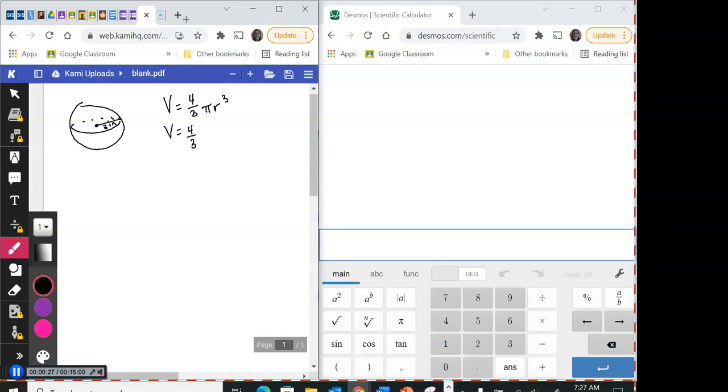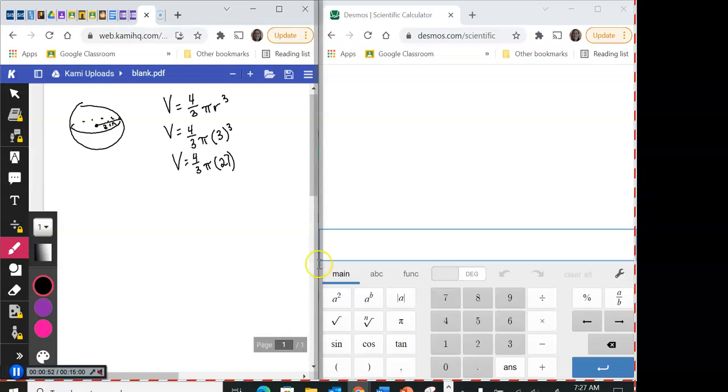Now, depending on what they tell you, they can tell you to use the pi symbol, or they can tell you to use 3.14. I'm going to use the pi symbol first, just to show that one to you first. So what you're going to do is substitute in your radius. If they give you the diameter, make sure you take half. I'm going to actually cube this number. So 3 cubed is 3 times 3 times 3, which is 27.